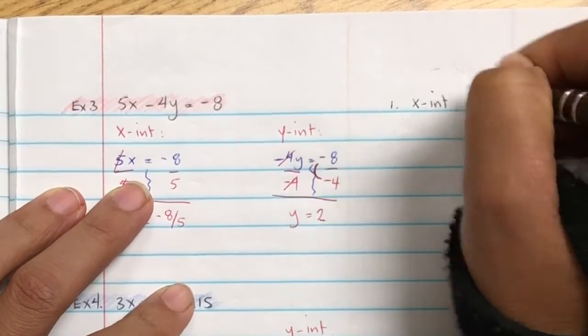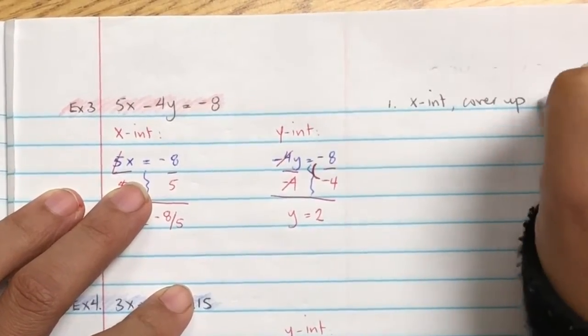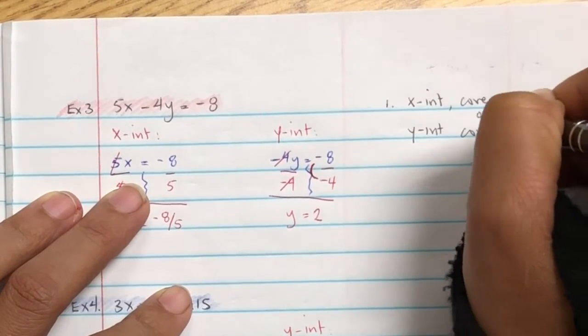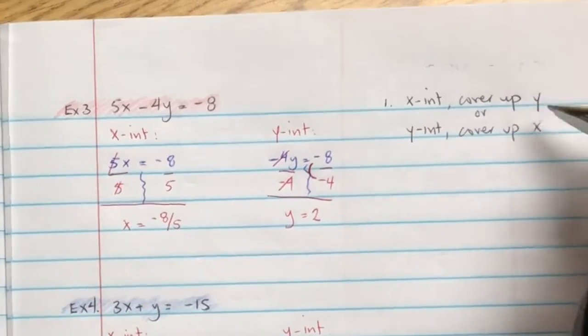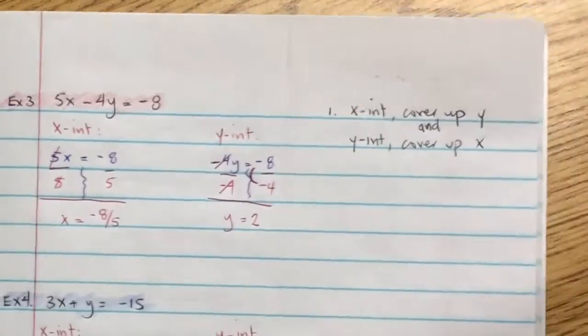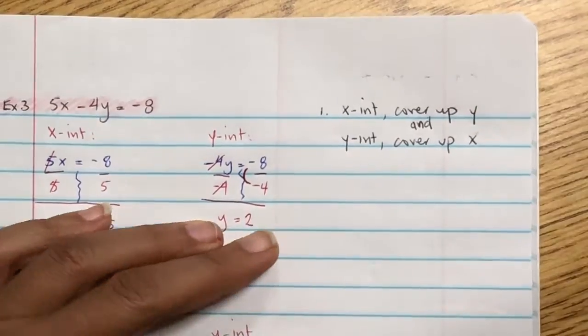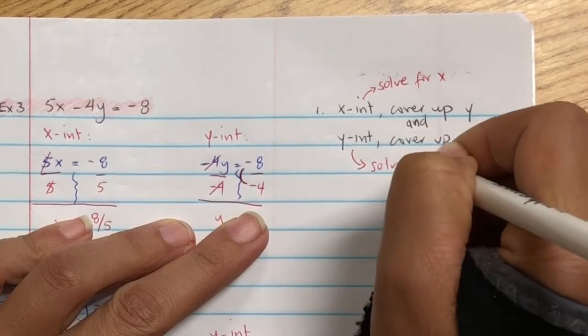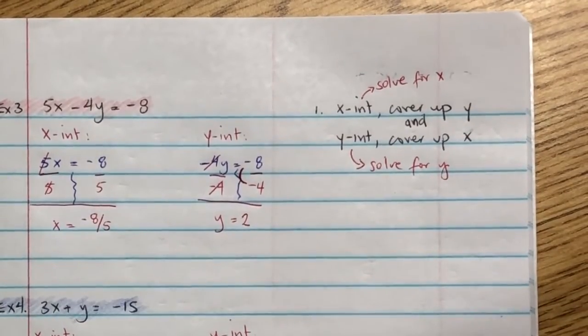So let's write down the steps of what we just did. Step 1, x-intercept, cover up y. That's what you're going to do. And for the y-intercept, cover up x. Make sure you write that down. This is a listening check. Circle the number 1. Right, and what do I mean by that? For the x-intercept, this is how I remember it. Just solve for x. And for the y-intercept, solve for y. That's how you remember it.